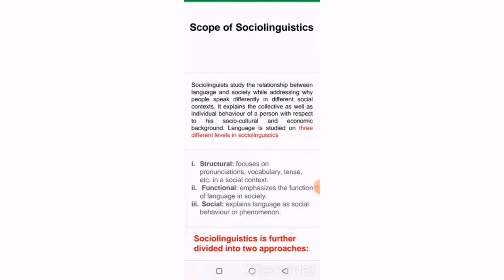How different factors affect our language. What are the different factors? Social factors like age, class, group, gender, sex differences, family differences, and economic classes like upper, lower, and middle class. How these variations, these phonological variations, or these social factors affect our language, we will study under the domain of sociolinguistics.